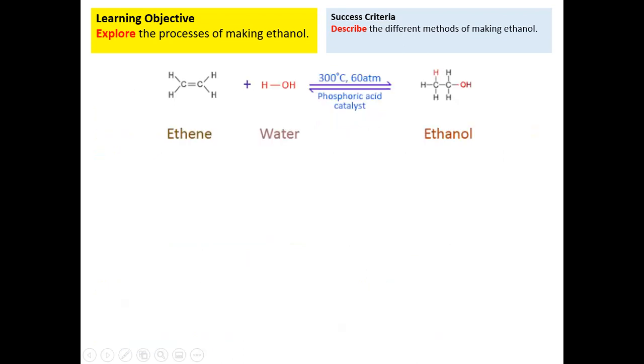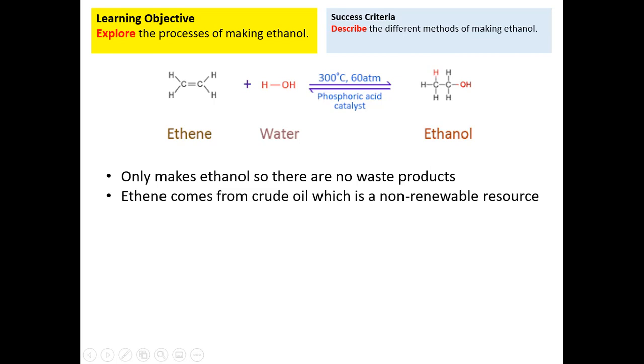So this is just the equation that shows it. It's the ethene plus your water gives you ethanol, 300 degrees C for your temperature, 60 atmospheres for your pressure, phosphoric acid catalyst. And this is one of the examples where you will need to know what catalyst you need. Sometimes you don't, you just need to know it's a catalyst, but this one is specifically phosphoric acid. So good things about it: it only makes ethanol. So you've only got that one product, you have no waste product, so it's more efficient.